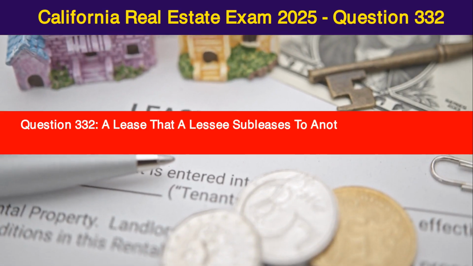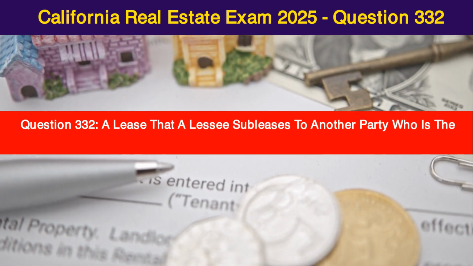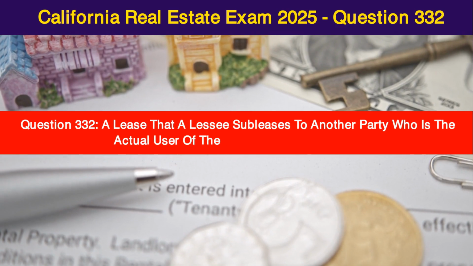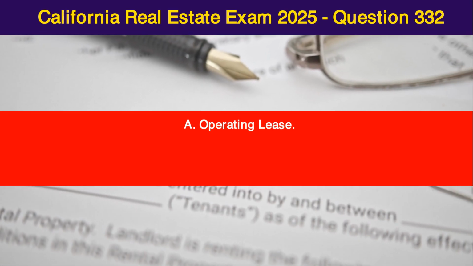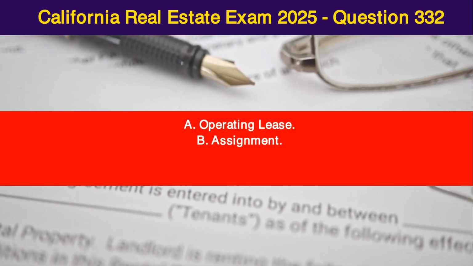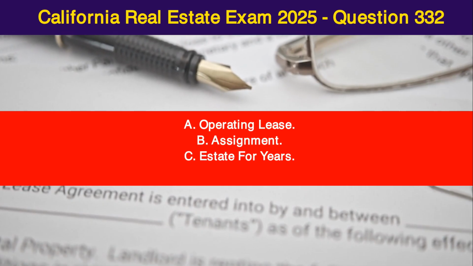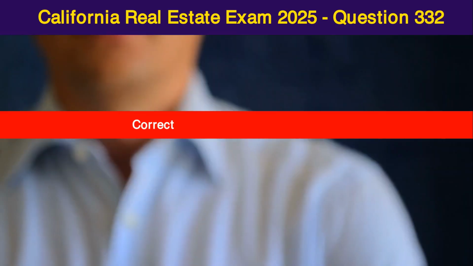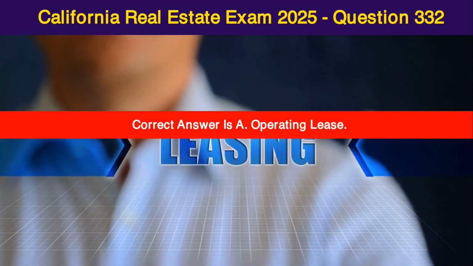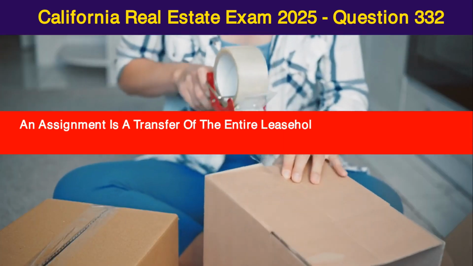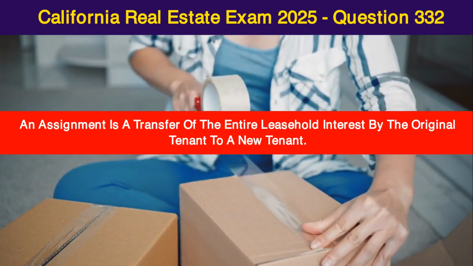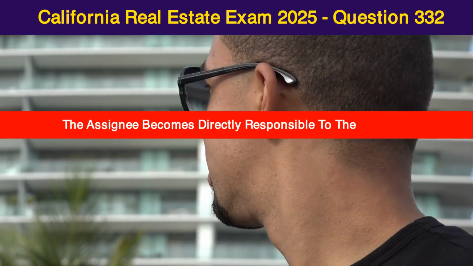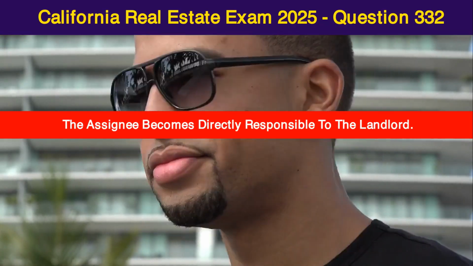Question 332. A lease that a lessee subleases to another party who is the actual user of the property is called an A. Operating lease, B. Assignment, C. Estate for years, D. Novation. Correct answer is A. Operating lease. An assignment is a transfer of the entire leasehold interest by the original tenant to a new tenant. The assignee becomes directly responsible to the landlord.